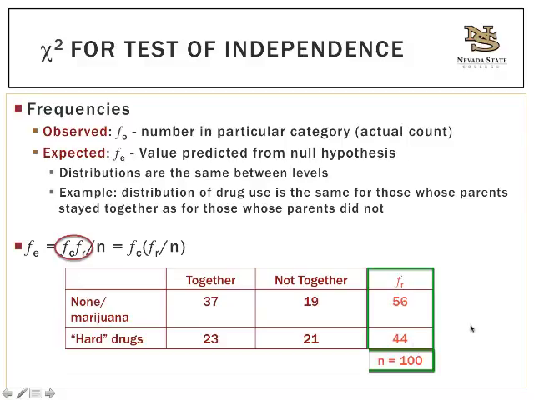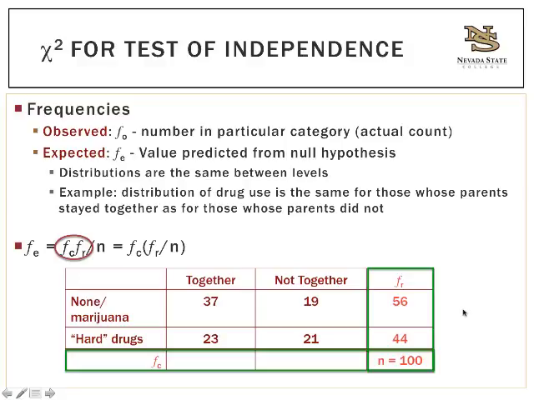We're going to do the same thing looking at our columns. So down here, we're going to add up all of the people who said their parents stayed together, and here we're going to add up all of the people who said their parents were not together when they were growing up. So once again, we're simply going to add. So we're going to add our 37 and our 23. That gives us 60 people total who said that their parents stayed together, and 40 people total who said that their parents did not stay together. So these are the numbers that we're going to end up using to figure out our expected frequencies.